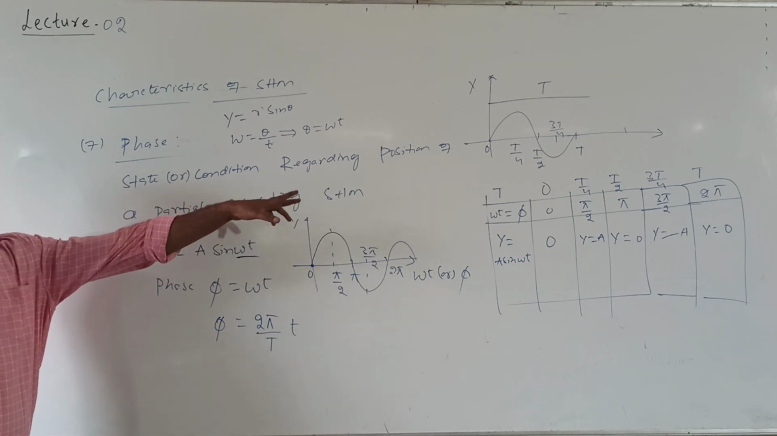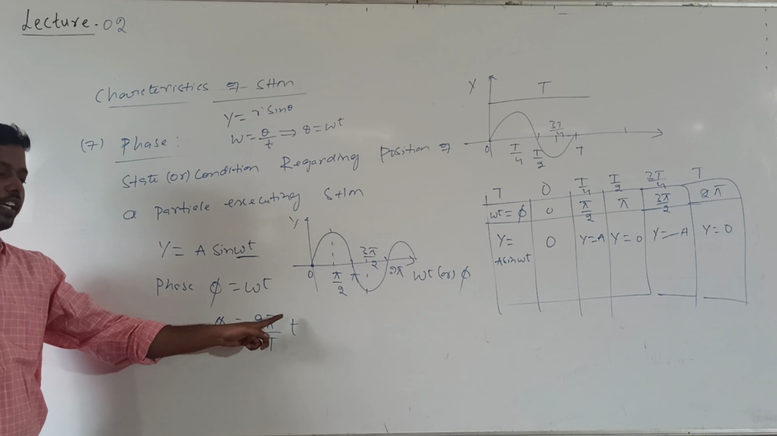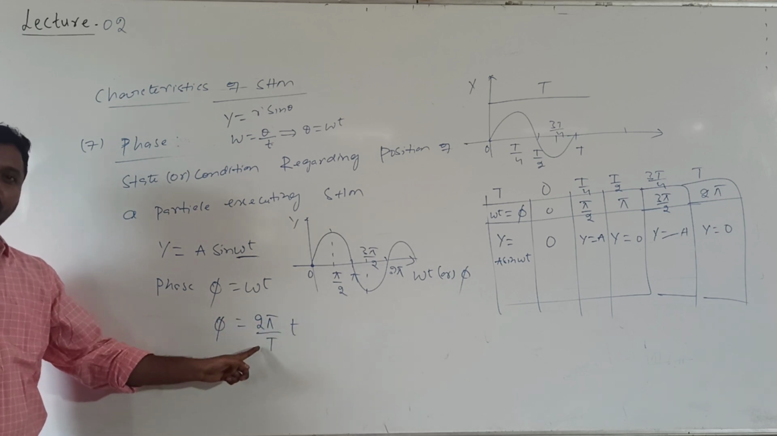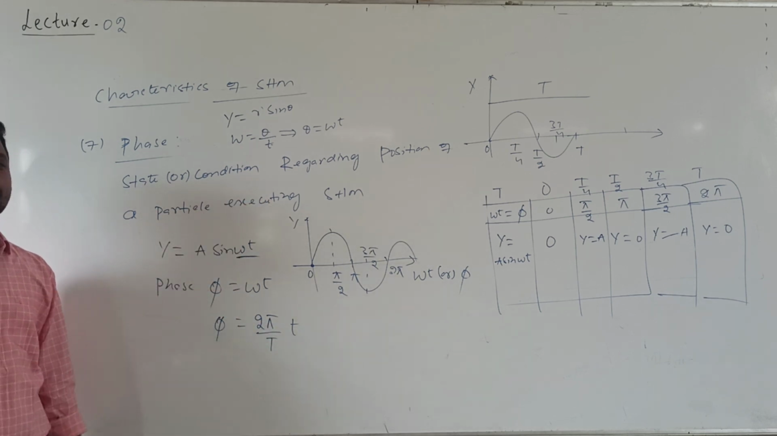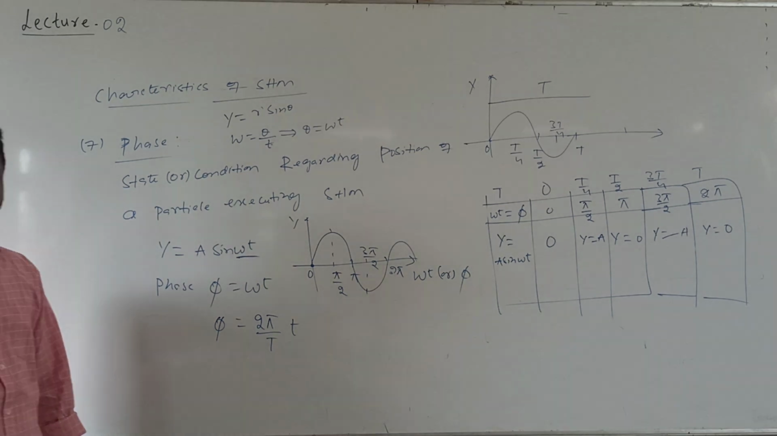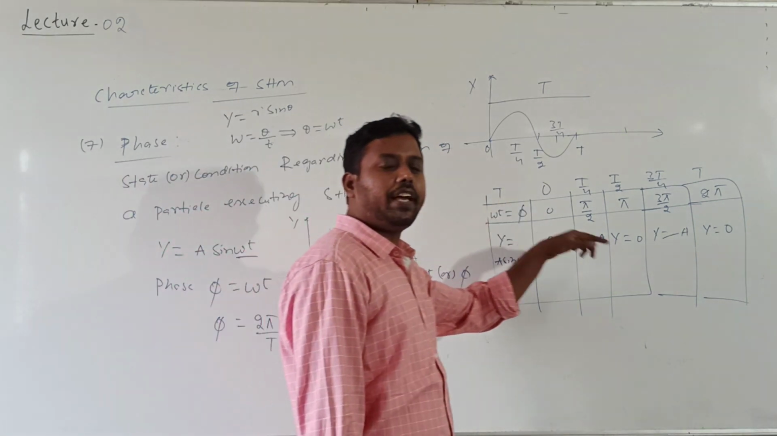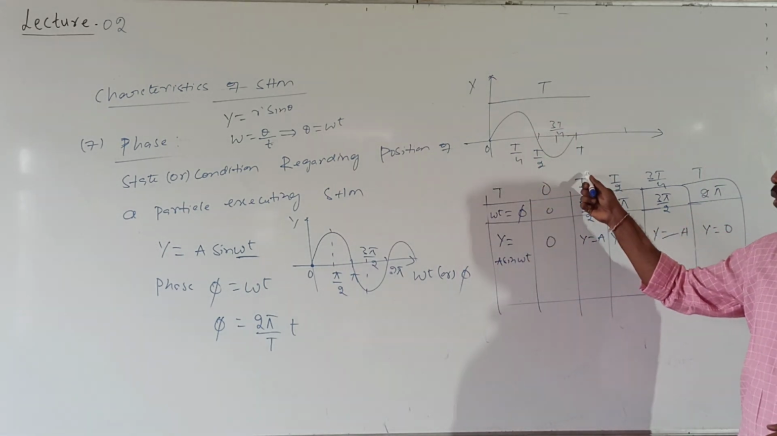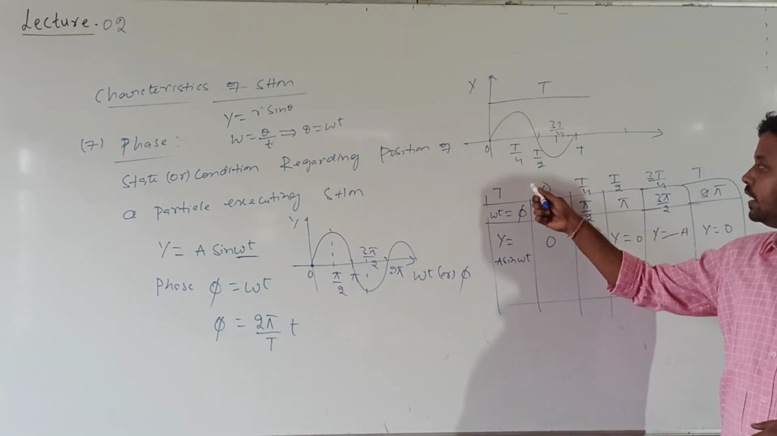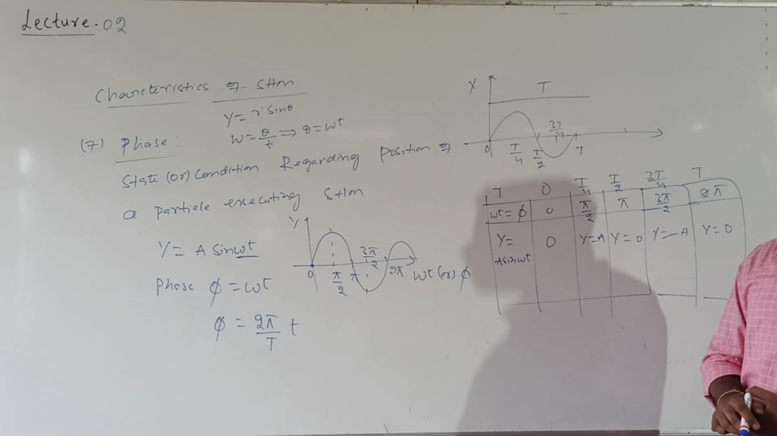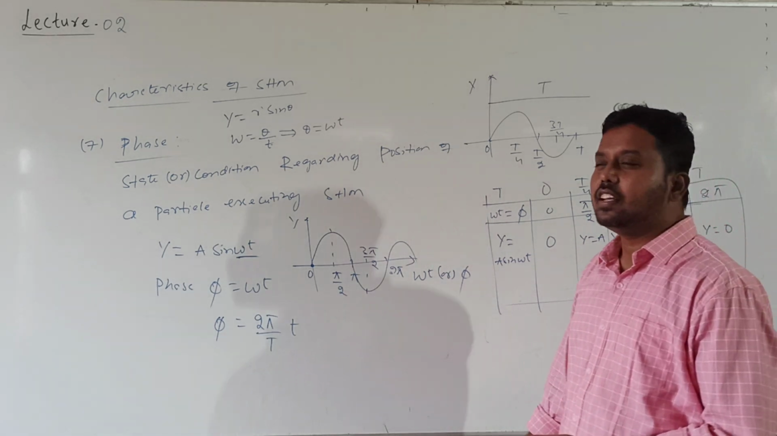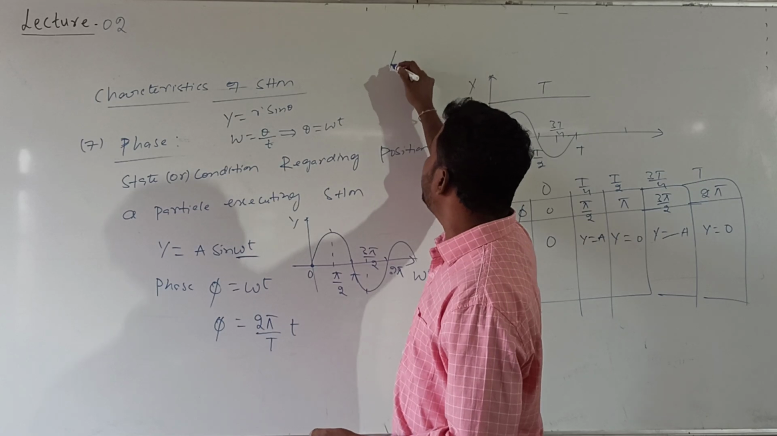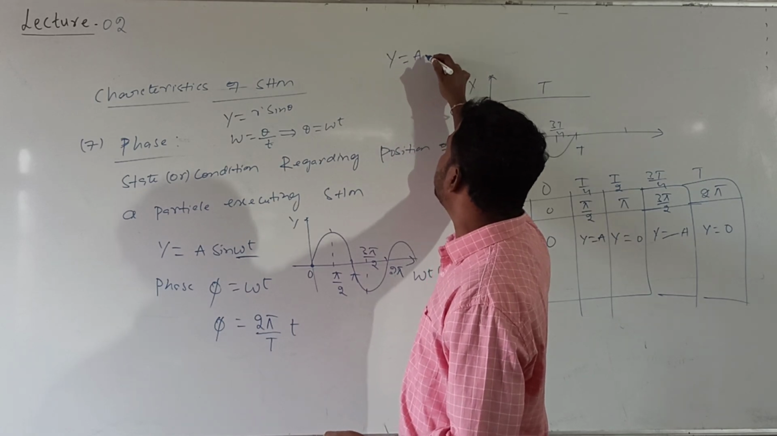If small t is equal to T by 4, where was the particle? At the mean position or extreme position? You can also express this phase in terms of T also. You can write in terms of phi or in terms of T. Okay? So this is for phase, state or condition. But we are writing the equation for displacement.